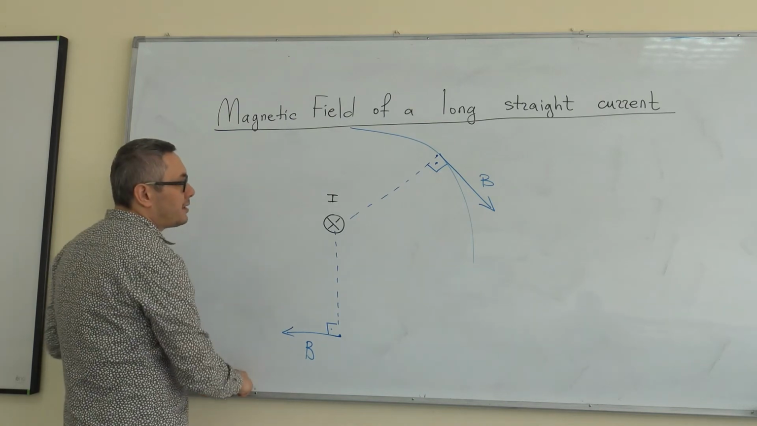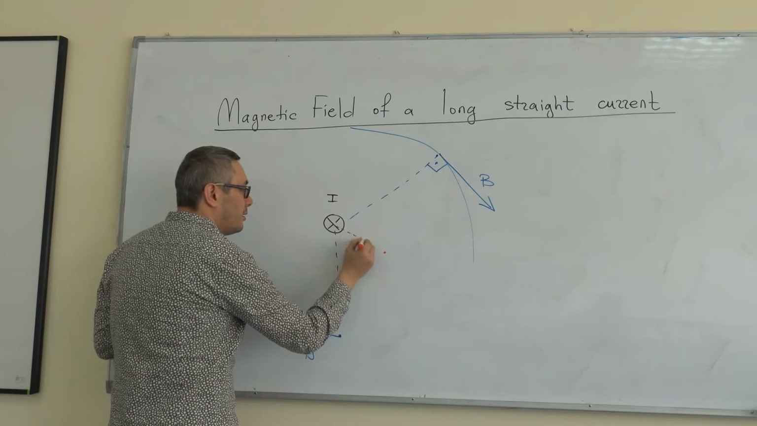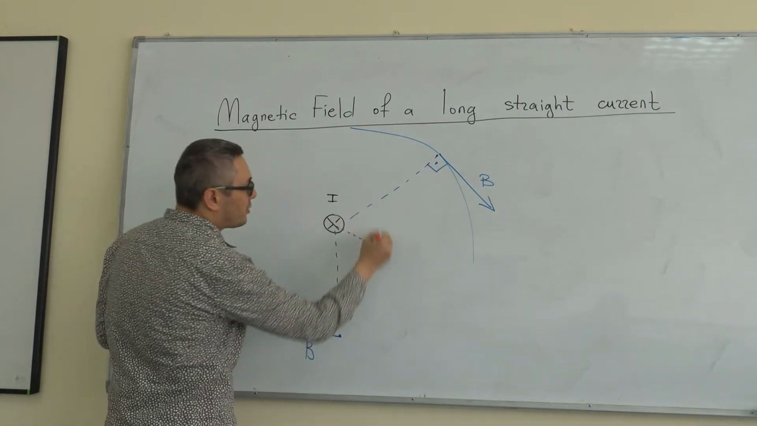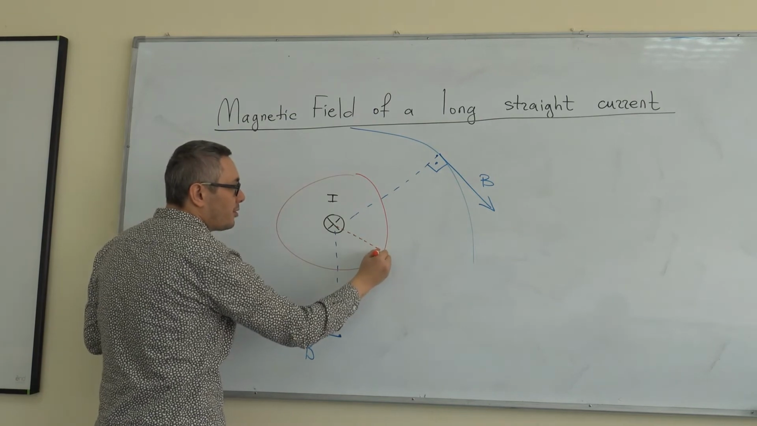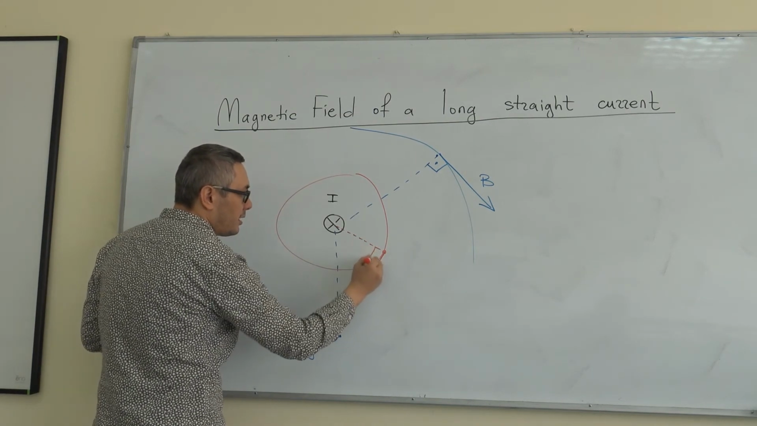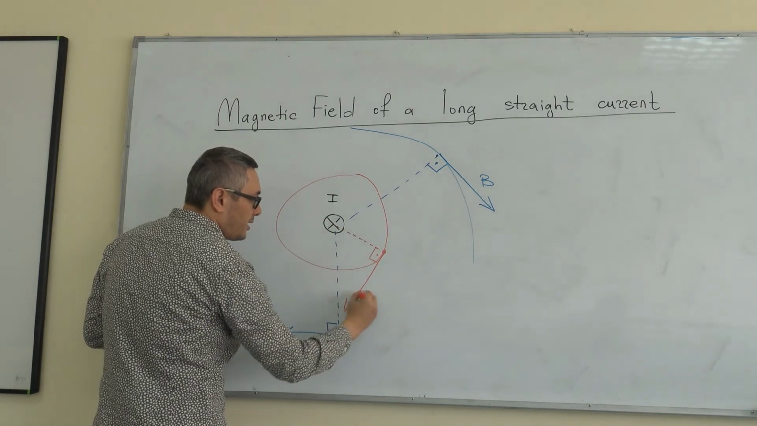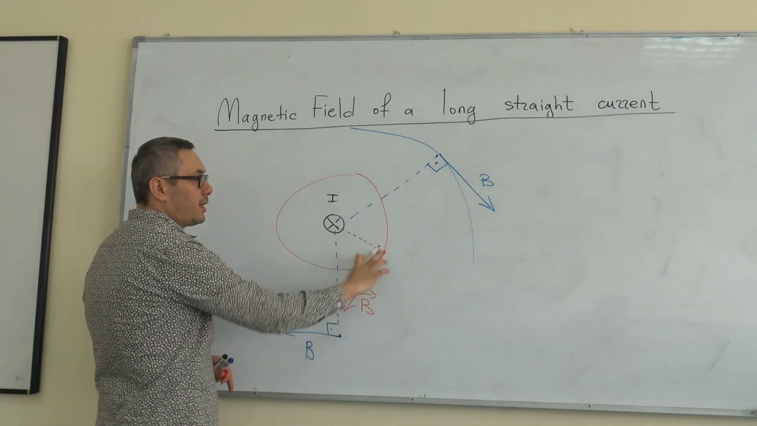If you want to find it somewhere closer, for example here, again, you draw a circle, and at this point, you draw a tangent line to it, and that is your magnetic field. Note that here the magnetic field is stronger than here because it's closer.